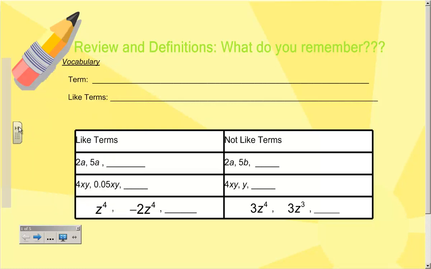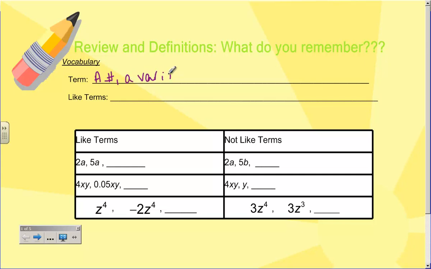And so a term is any number or expression or a combination of the two with multiplication or division that shows up in a problem. When you have multiple terms, they're separated with addition and subtraction, but a term itself is just a number, a variable, or the product of the two.